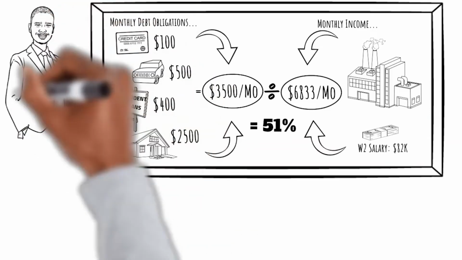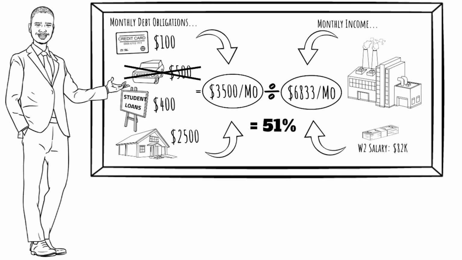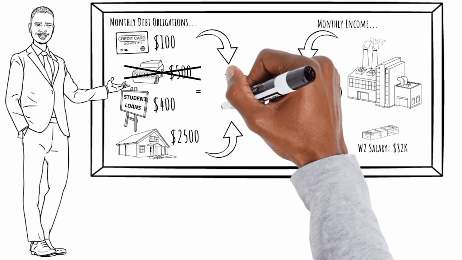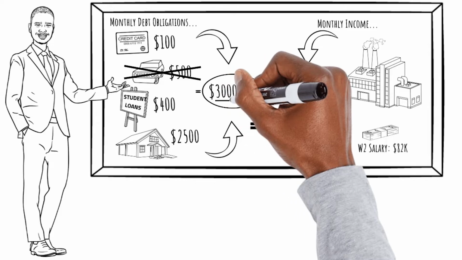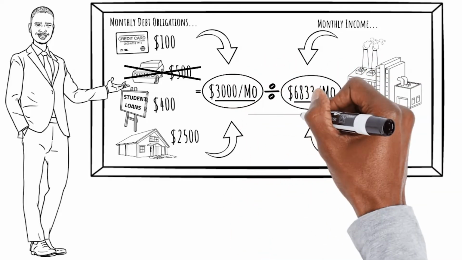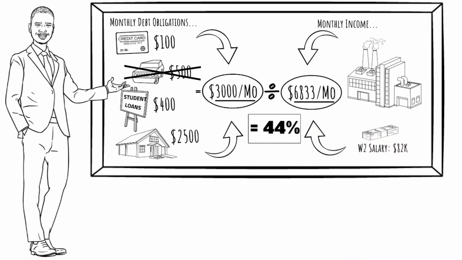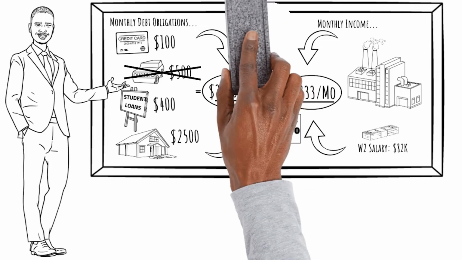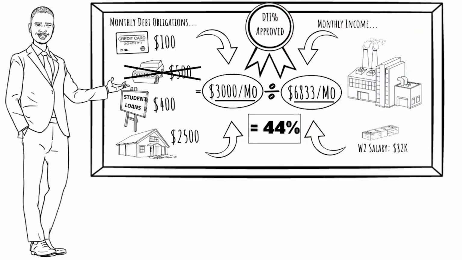Let's say that we were able to pay off your car loan. With that payment being gone, we would no longer have to count it as part of your monthly debt obligations. That would change your total monthly debt obligation to $3,000 a month, and that amount divided by your monthly income of $6,833 a month would be equivalent to 44% debt to income ratio, bringing us under the required 45%. And now we have a debt to income ratio that an underwriter would approve of.